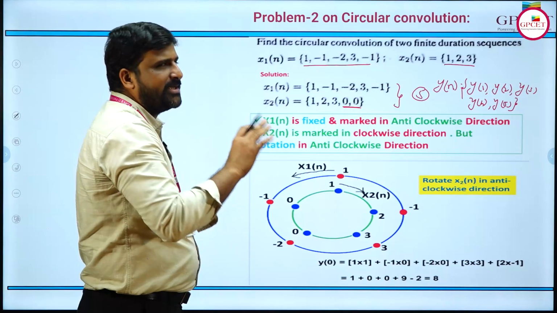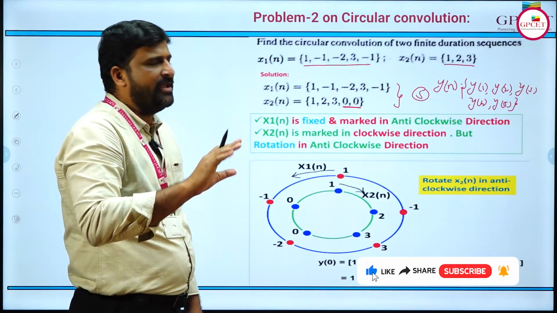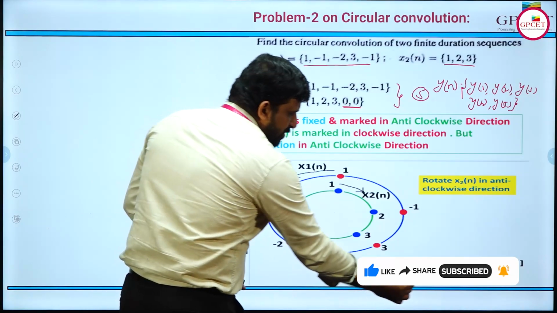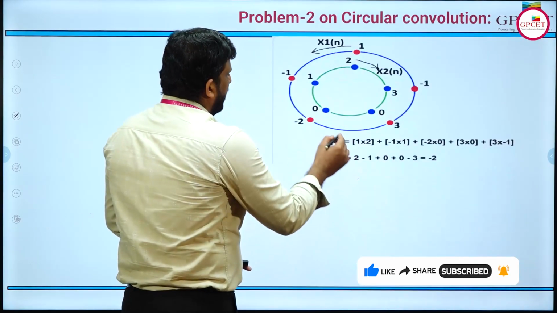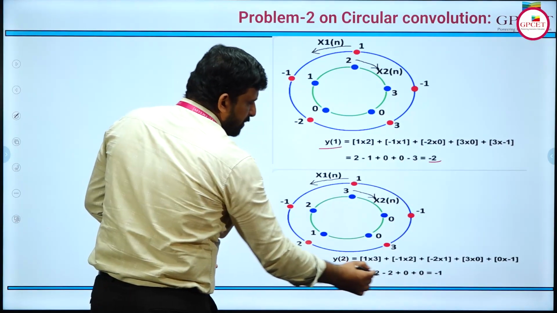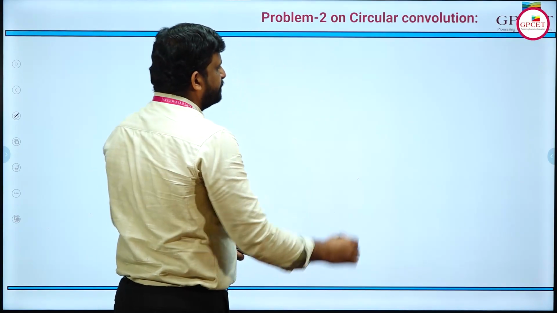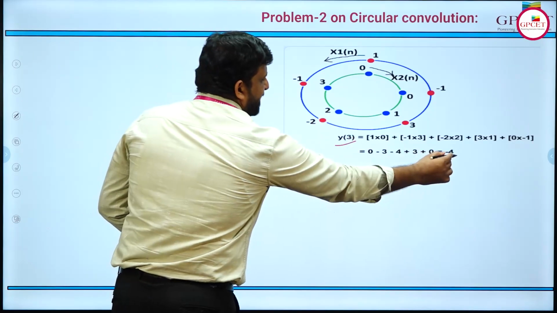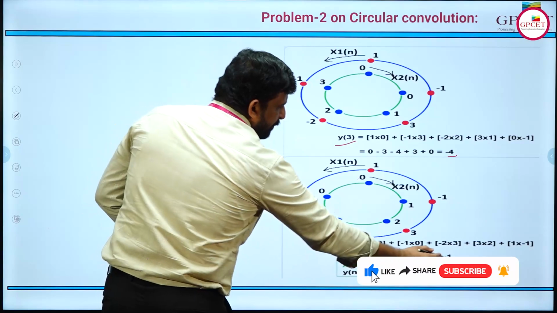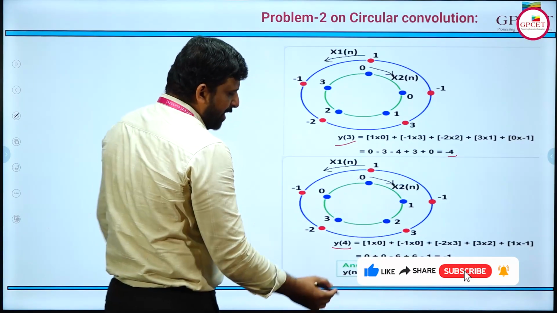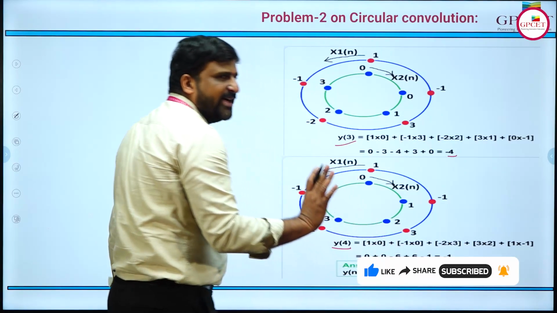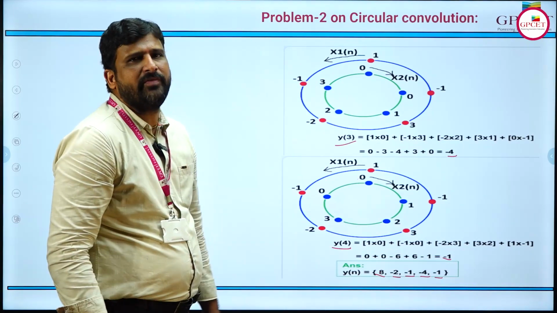That means 1, 2, 3, 4, 5. After 5 shifts, for each shift we will produce y of 0 is equal to 8 for the first shift, y of 1 is equal to minus 2 for the second shift, y of 2 is equal to minus 1 for the third shift, y of 3 is equal to minus 4 for the fourth shift, and finally y of 4 is equal to minus 1 for the fifth shift. Totally how many shifts did I get? 1, 2, 3, 4, 5. Total 5 shifts, and this is the answer we are going to get.